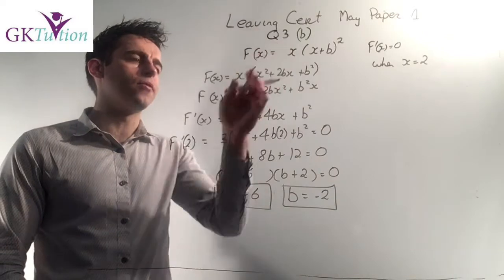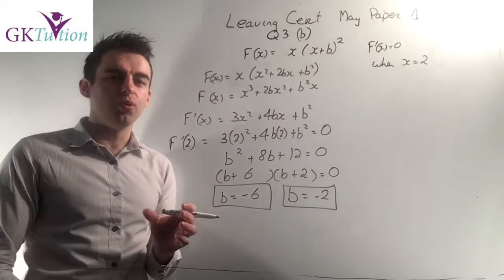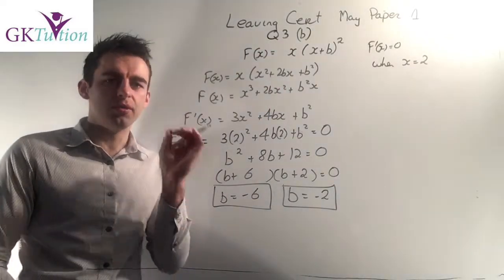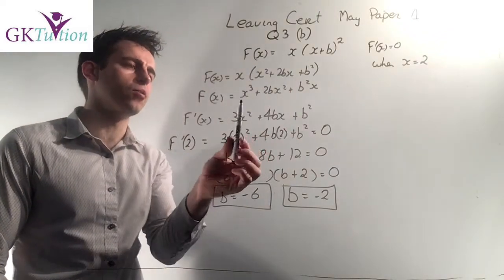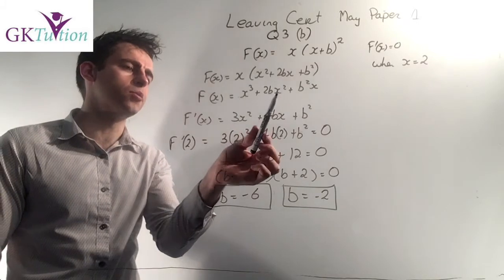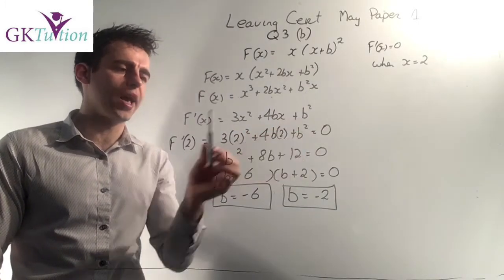A load of people went for the product rule first. It will work, but it's much, much harder. Always try and make your life a little bit simpler if you can. So if you simplify this out, it works out as a cubic: x cubed plus 2bx squared plus b squared x.